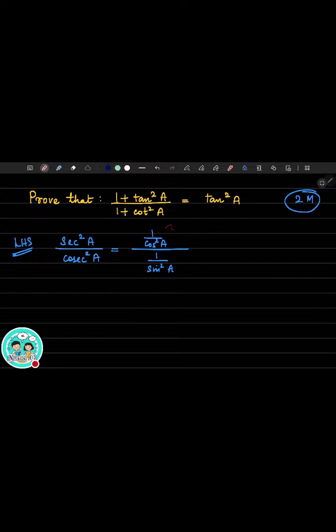Now, whenever you have fraction over fraction, you have to take a product of the term in this fashion. So, 1 multiplied by sin square A, so numerator of the upper term divided by denominator of the below term. So, what do you get? Sin square A whole divided by cos square A multiplied by 1, which is cos square A. So, sin by cos is tan. Sin square by cos square is tan square A, which is equal to RHS, hence proved.